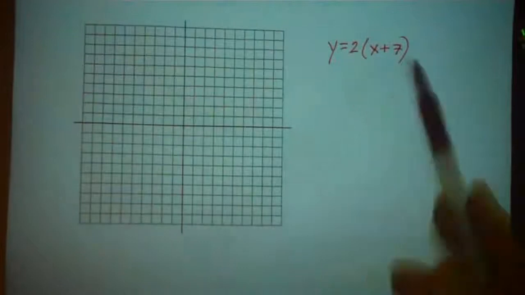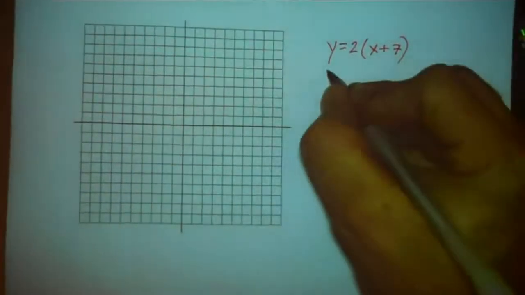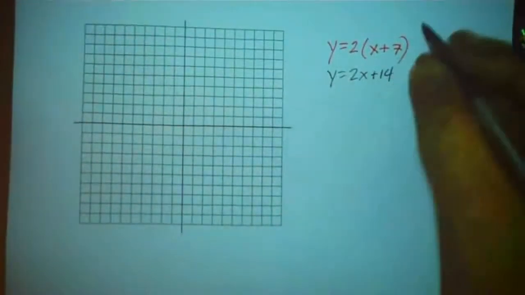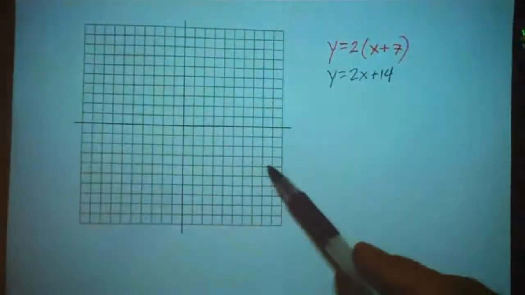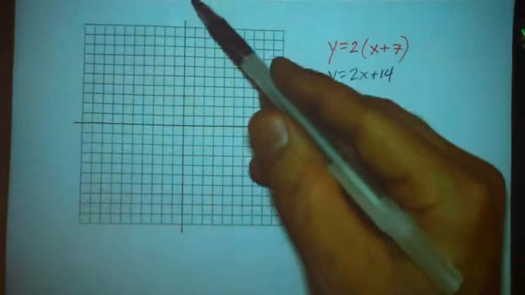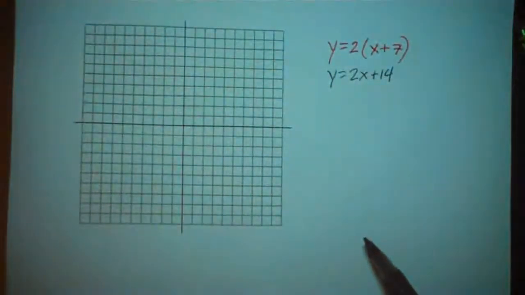Next one says y equals 2 times x plus 7. Okay, well, I'm going to do the same thing I did last time. It's going to be y equals 2x plus 14. So I'll just go over here and, shoot, can't do this, because this only goes up to 0, 10. I would have to extend my graph to get all the way up to 0, 14.